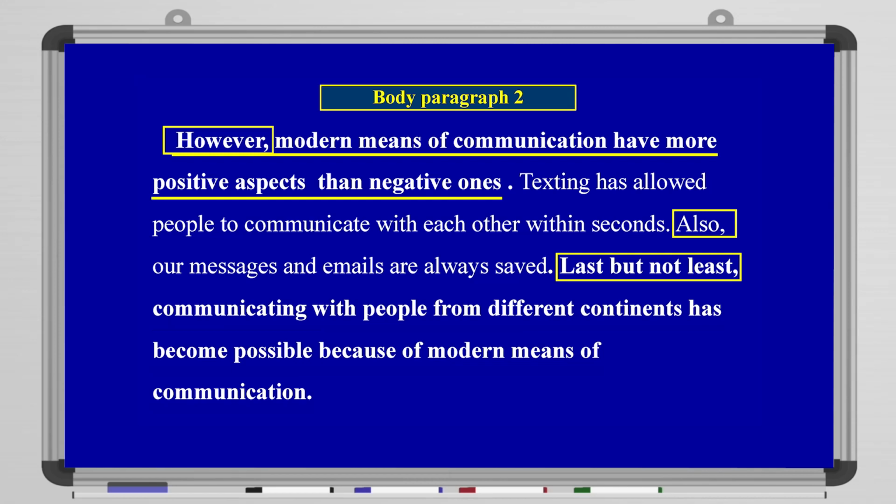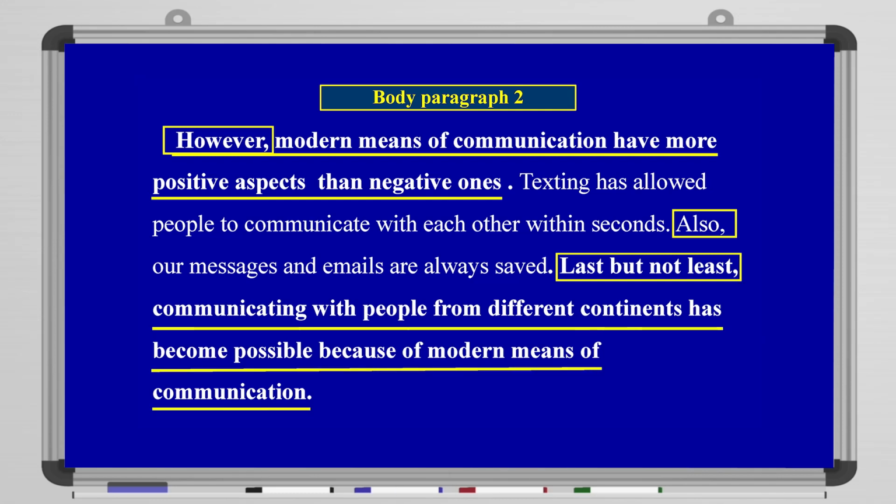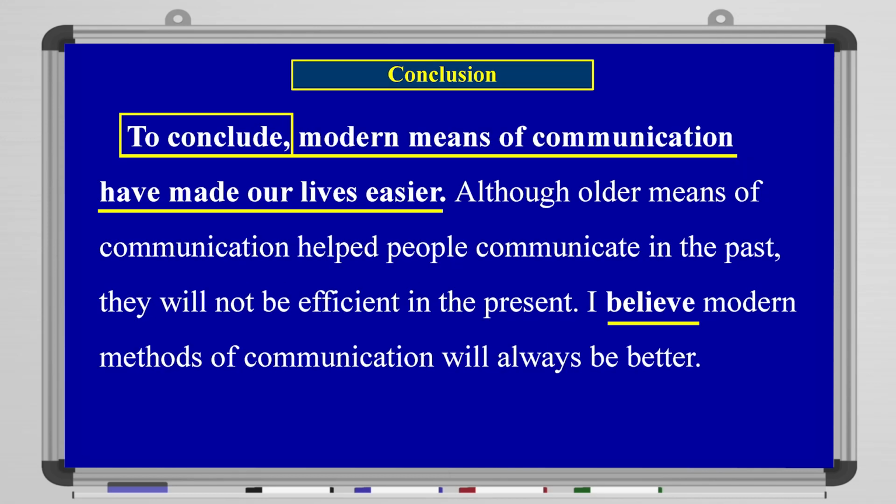Also, our messages and emails are always saved. This is the second supporting idea. Last but not least, this is how I will wrap and conclude my paragraph. Last but not least, communicating with people from different continents has become possible because of modern means of communication. You see how clear and very informative? This is the right paragraph.